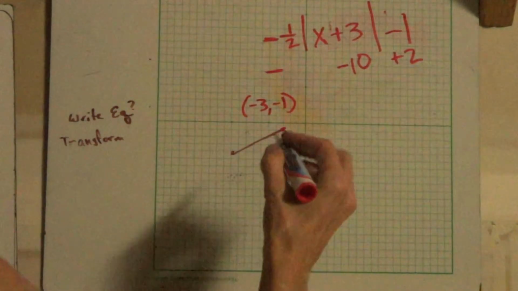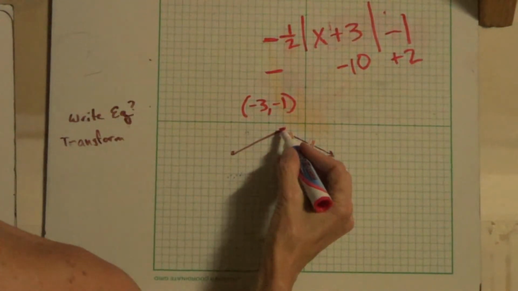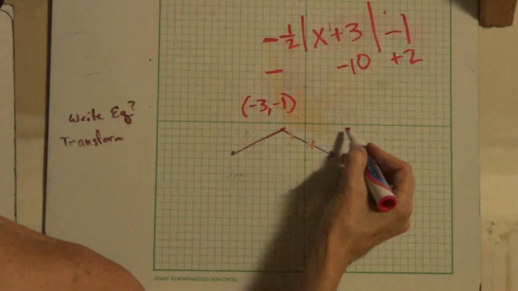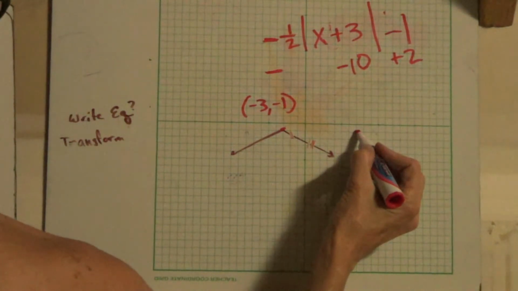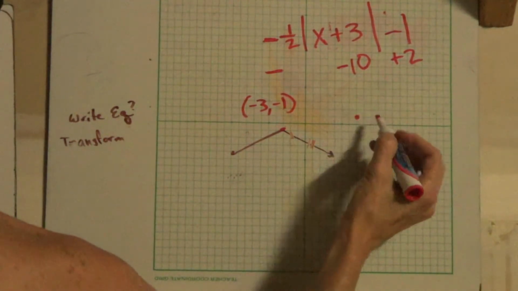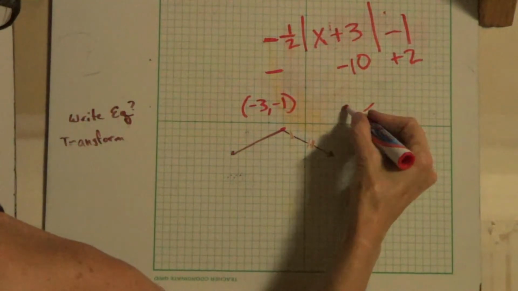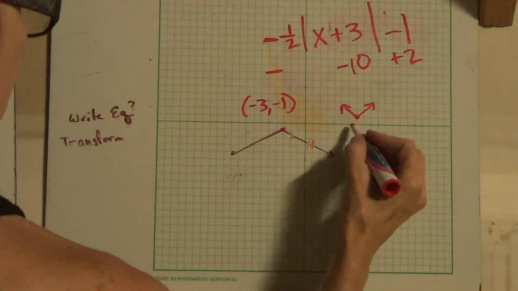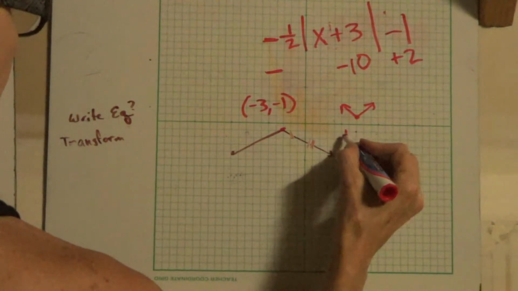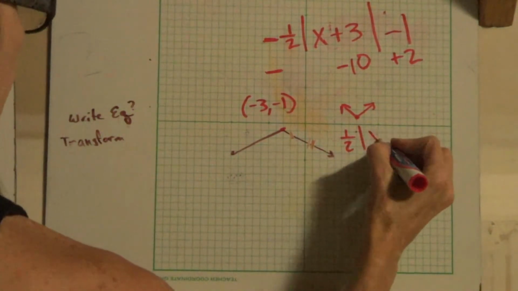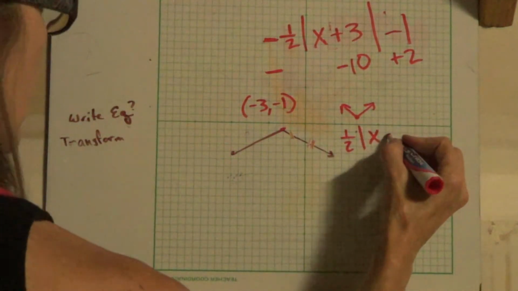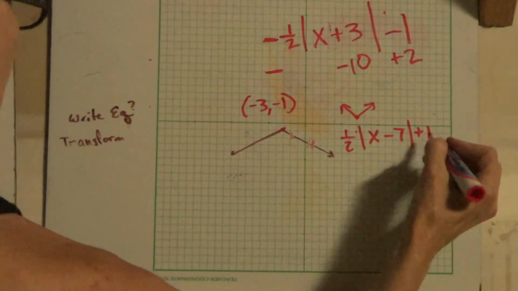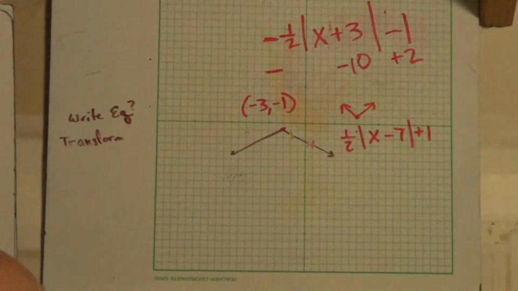So you can actually do that. You can actually go right 10. 1, 2, 3, 4, 5, 6, 7, 8, 9, 10. Up to 1, 2. And flip it over. Reflect it. And give me the new equation, which would be 1/2 |x minus 7| plus 1. Or you could actually get it up here without graphing.